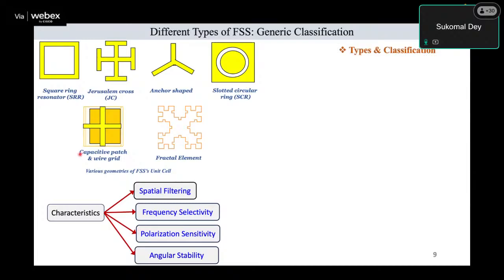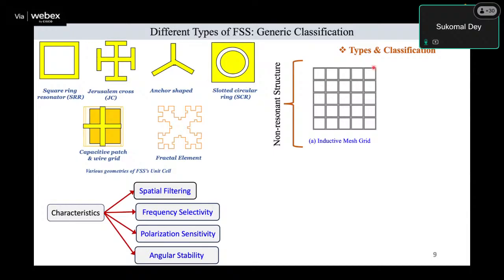Now, with these configurations, what are the types and classifications? How can one classify the FSS structure? Things are very straightforward. If you are making it as a metallic grid, okay, this is like a metallic grid. First of all, the types of FSS come under two categories. One type is called non-resonant structure. The other type is called resonant structure. Things are very simple. Why?